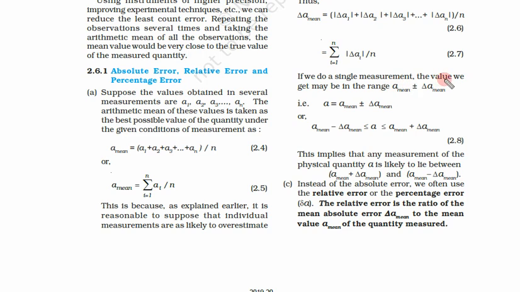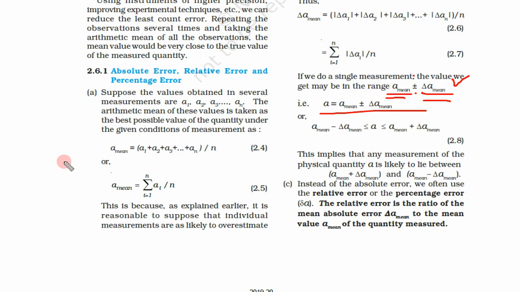If we do a single measurement, the value we get is in the range of this plus minus this. So average value plus minus average value of error. So this is the way of writing a quantity: average value of the quantity plus minus, because error can be plus or minus both, plus minus that average error. So we get a quantity equal to average value of the quantity plus minus average value of the error in that quantity.